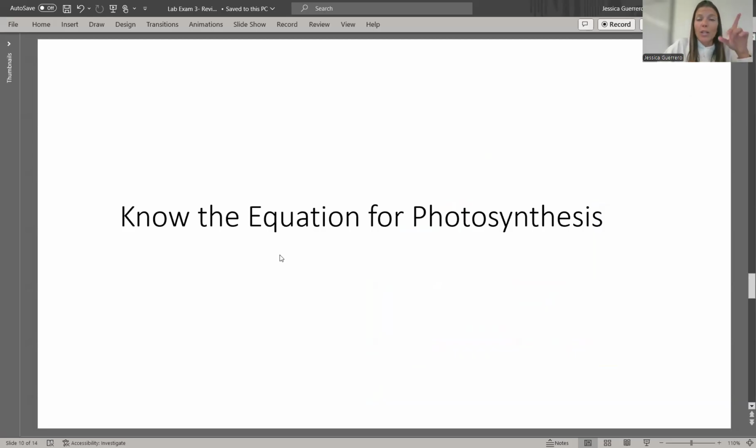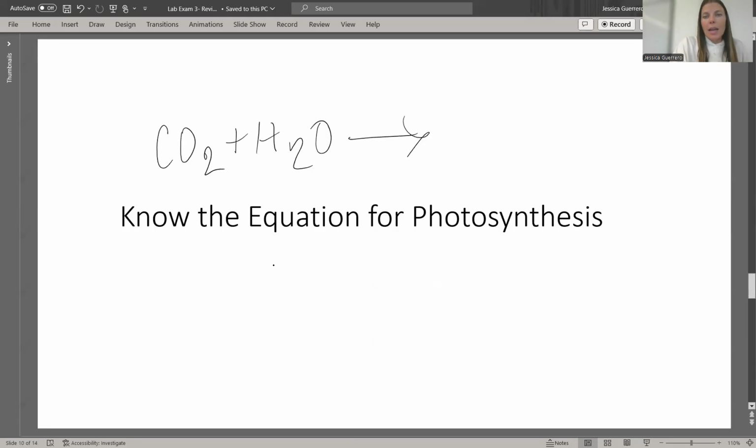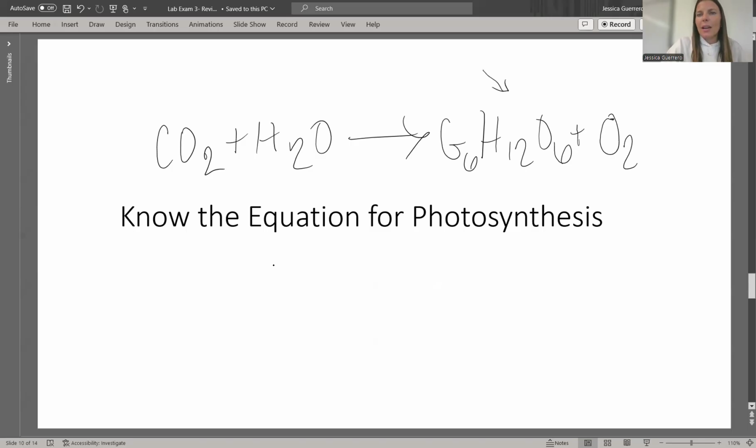Also, make sure you know the equation for photosynthesis. Just like I asked you to know the equation for cellular respiration, know the reactants, know the products, know them from the molecular formula. For photosynthesis, it's carbon dioxide and water, and that creates C6H12O6 plus O2, I apologize, and make sure you get the sunlight energy, or ATP.